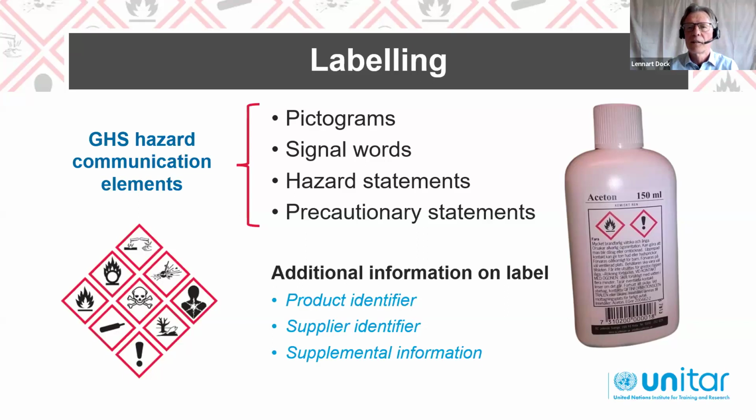And I have an example here. This is a Swedish bottle, so if you're able to read the text, you would probably not understand it because it is in Swedish. Then you can have additional information on the label, like who is selling or supplying the chemical, what it contains, and some supplemental information. Maybe if it is hazardous, you can have a call to the Poison Information Center, with the number and the contact details to the supplier.